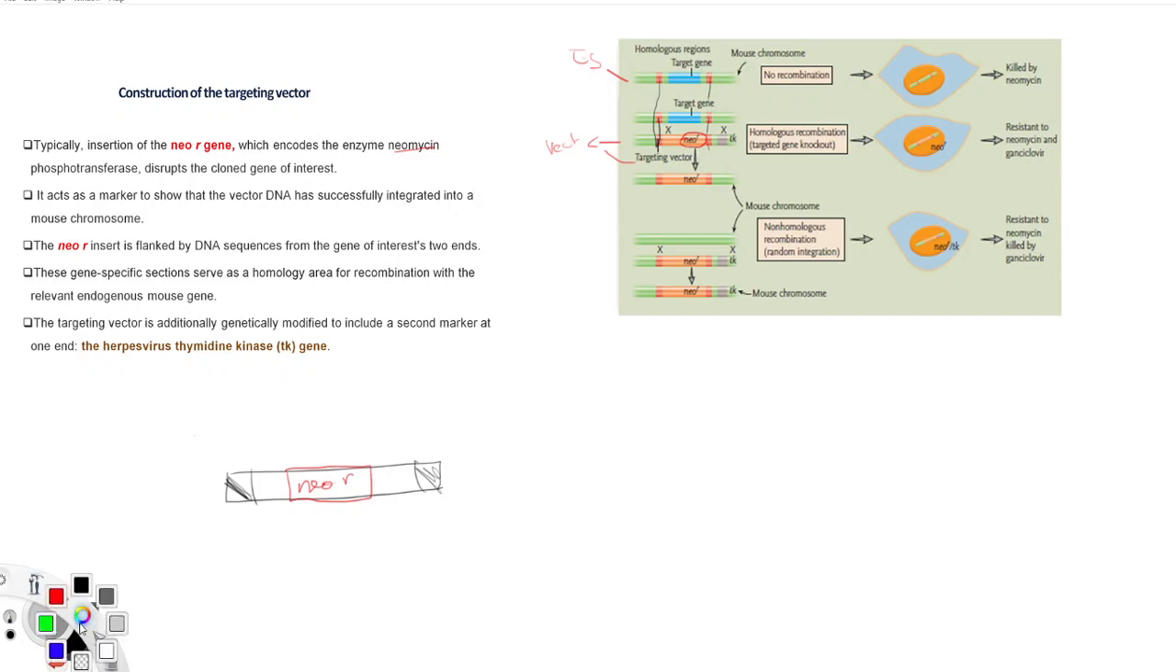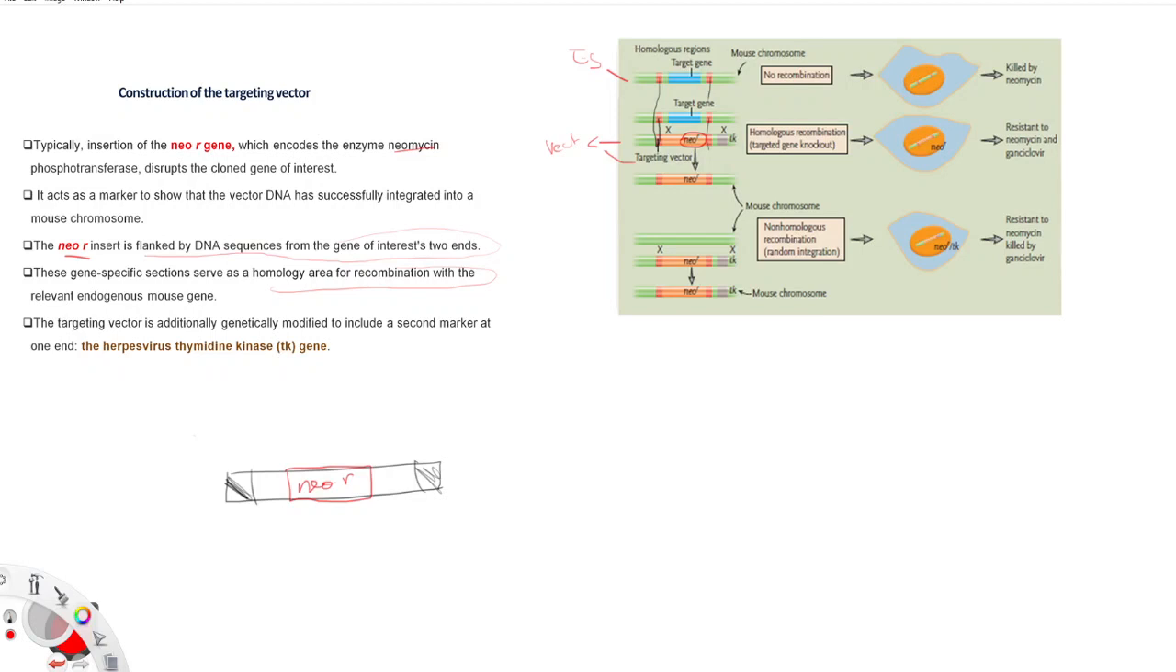Then what you see here, that's why we say that the neo-R gene is actually flanked by DNA sequences from the gene of interest in both ends, the two ends. And this gene-specific section is going to serve as an area of recognition for homologous recombination when the chromosomes and all the region are doing the recombination process later on as the cells divide.